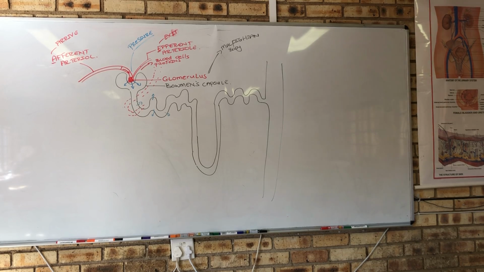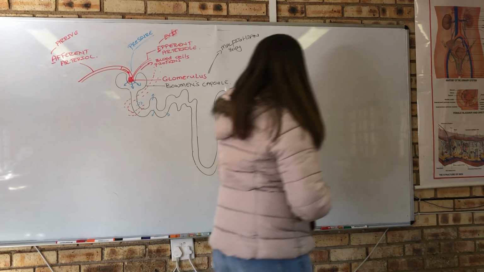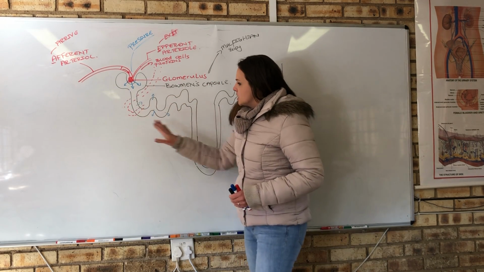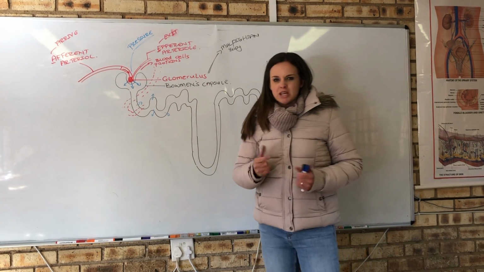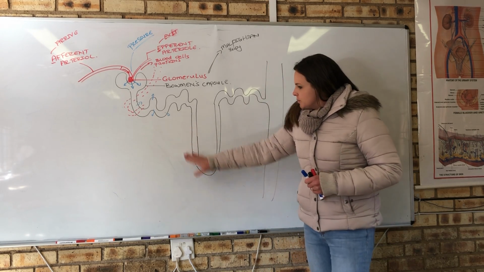Okay, so grade 11s, I've just uploaded your video on basically the first two steps that happen along our nephron. Just trying to keep them a little bit short, so just breaking it down. So we're now at the loop of Henle.